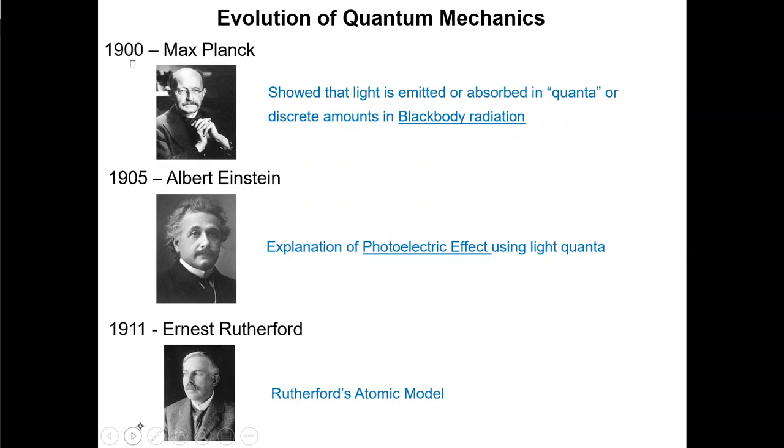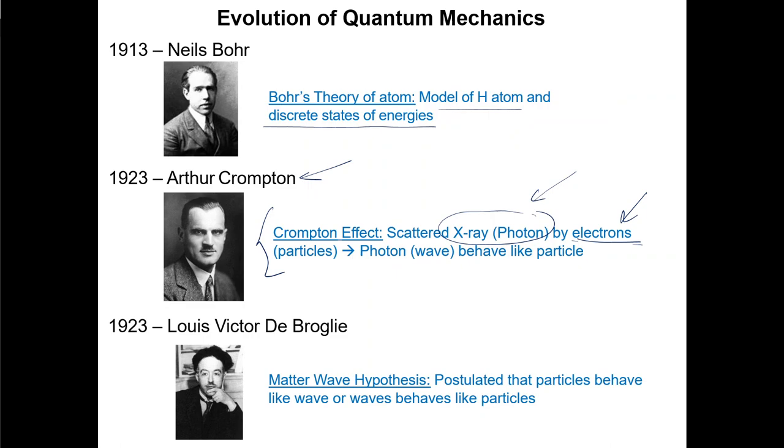In 1923, Compton, we all know Compton. Compton scattered X-rays by electrons. So you can think in this way that X-rays, which are photons, in some sense are believed to be waves, and you have electrons, which are believed to be particles. Now a wave being scattered by a particle shows that the photons behave like particles, or the electrons behave like waves. This experiment validated that the waves behave like particles, and that's the only way a particle can scatter with another particle.